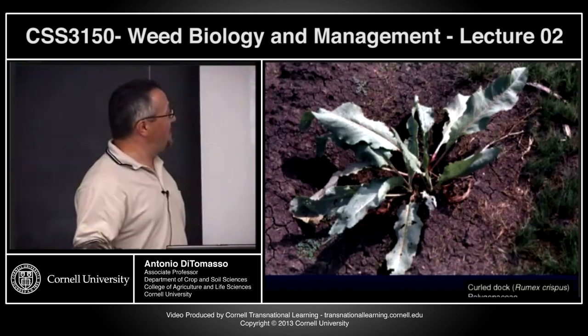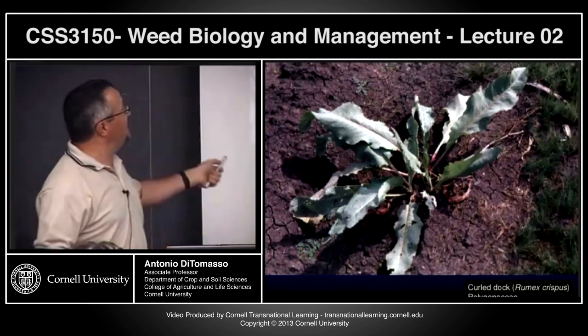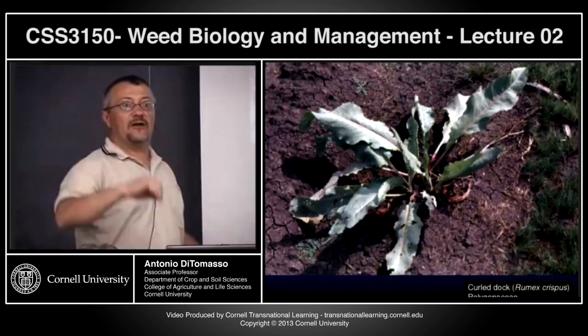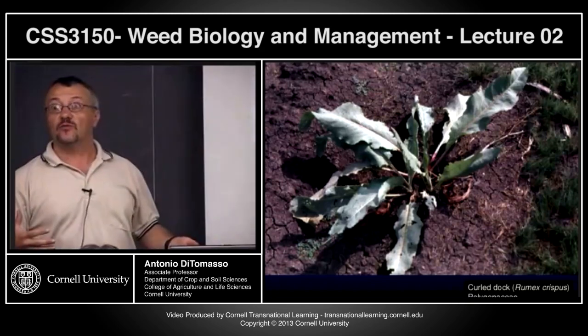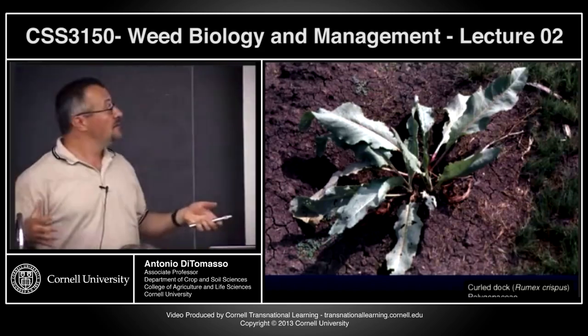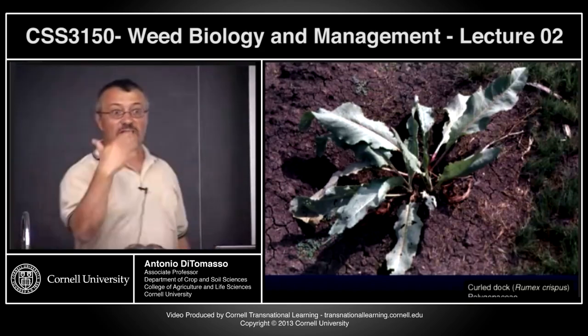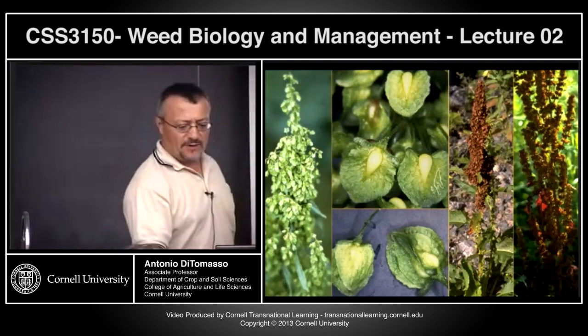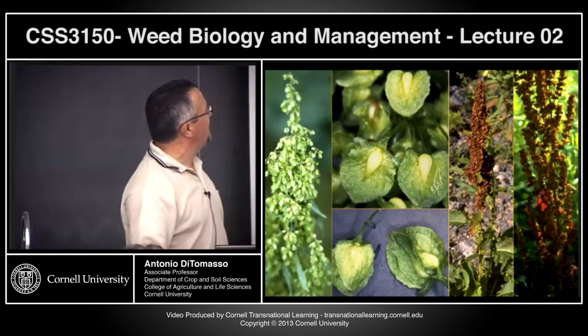This is curly dock, Rumex crispus, Polygonaceae. On curly dock, the leaves are kind of wavy, long and narrow, because we also have a broadleaf dock, Rumex obtusifolius, okay? That's got much broader leaves, and you've seen some of that in the garden. Again, I'd like to throw in a few of these each class just to get you thinking.